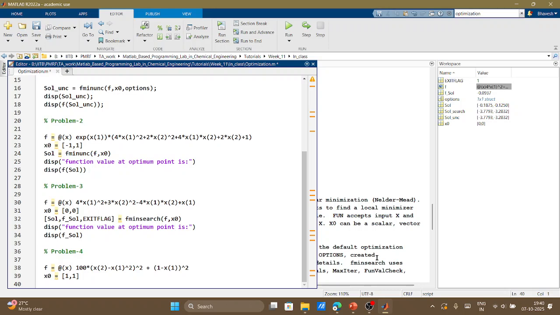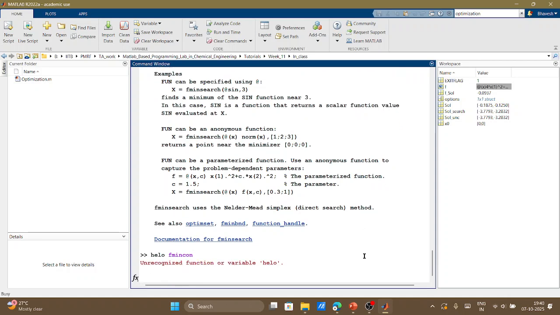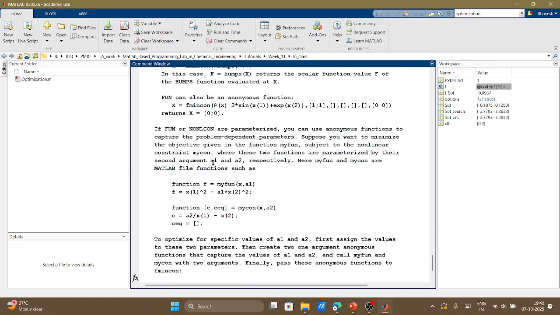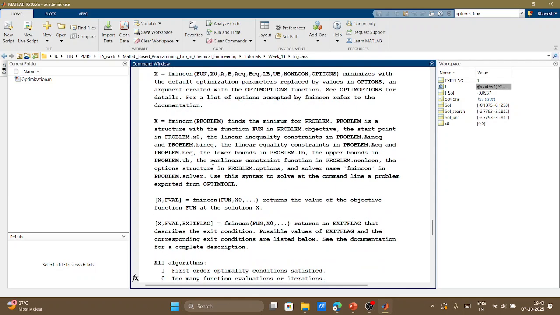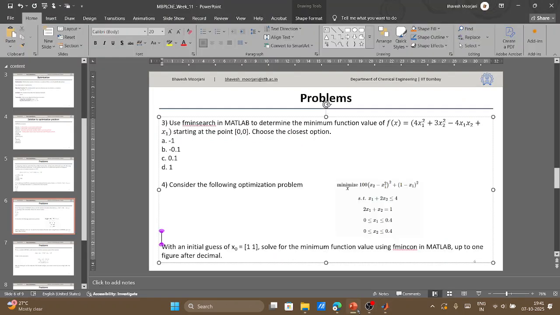Now we have to use fmincon, the constraint part, right? So here we have to provide the equality and inequality constraints. For your linear constraint, what kind of constraint do we have? Let's look at them first. So both constraints are linear.